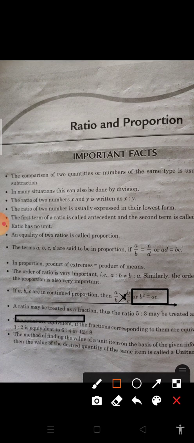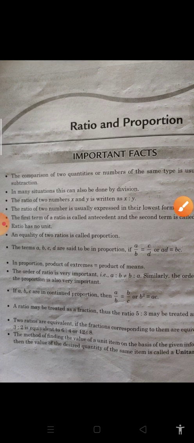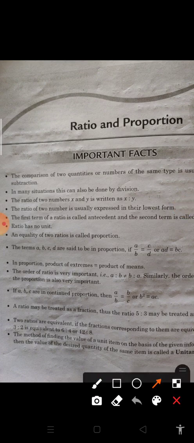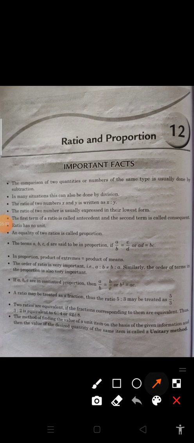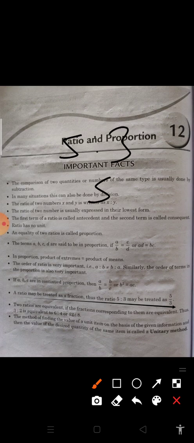A ratio may be treated as a fraction, thus the ratio 5:3 may be treated as 5 upon 3. So a ratio may be treated as a fraction. So we can write any ratio as a fraction. Suppose it is given 5:3. So we can write this as 5/3 in fraction form. Both are the same.